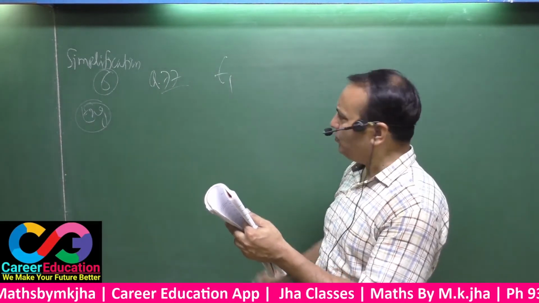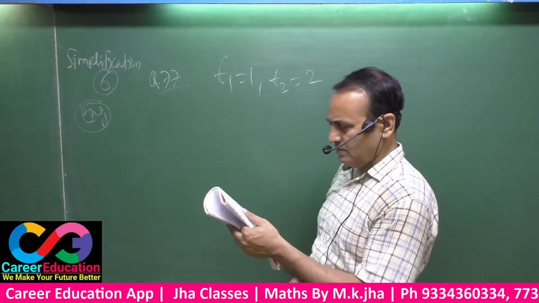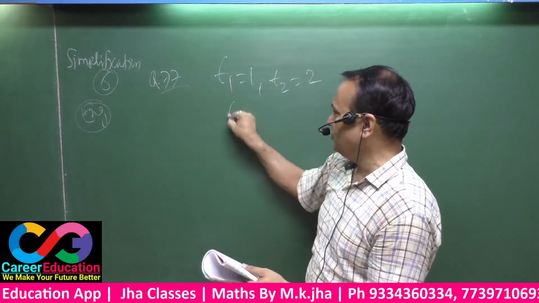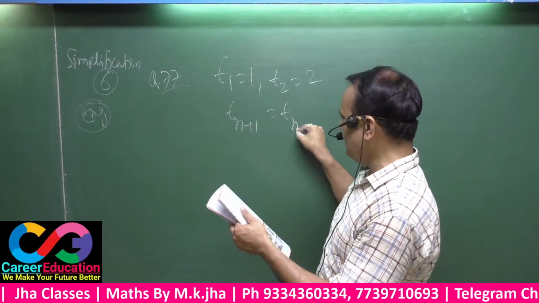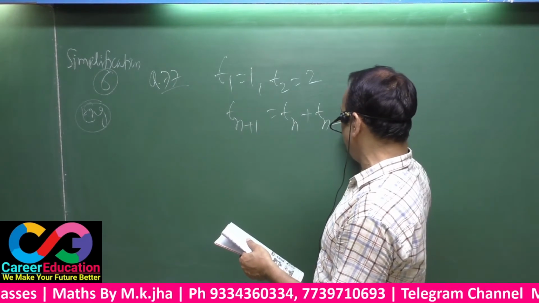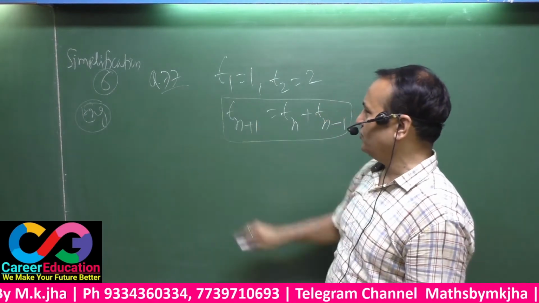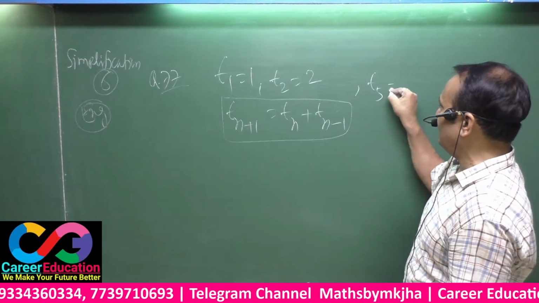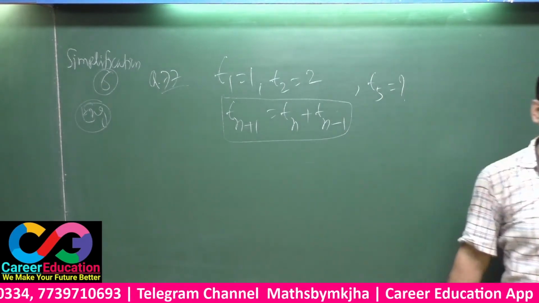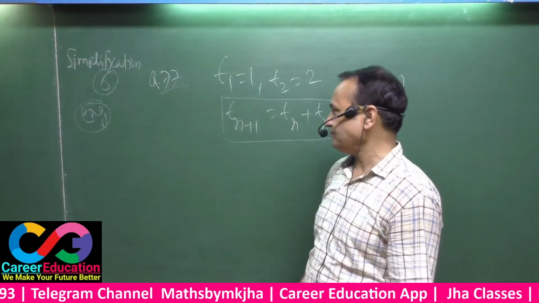If T1 equals 1, T2 equals 2, and one equation is given to you, Tn plus 1 equals Tn plus Tn minus 1. This is the equation given to you, and you have to point out the value of T5. T5 has been demanded here. This is a question from algebra, intermediate science.